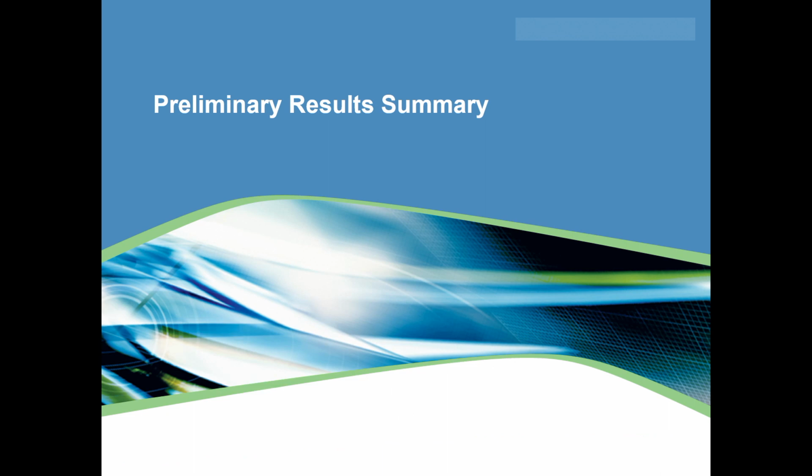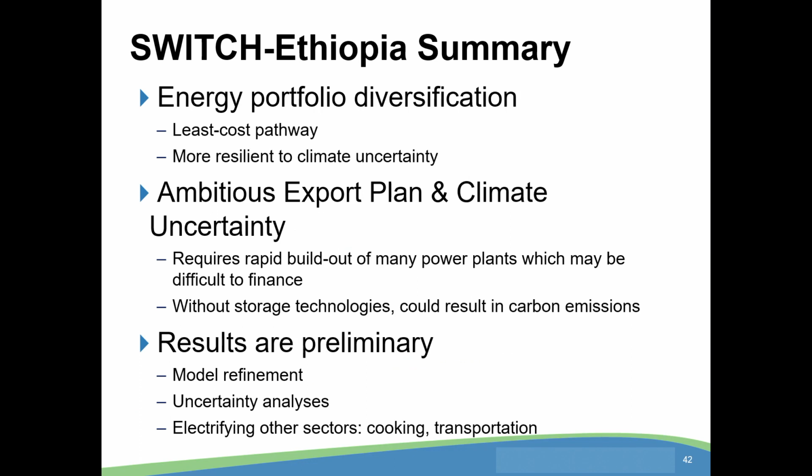While this concludes the results of our initial experiments, we are left with exciting and hopeful results that can help shape future grid planning and investments in Ethiopia. In summary, we observed that the least cost pathway depends on a diversification of Ethiopia's energy portfolio, drawing on multiple renewable energy sources with an emphasis on wind and solar. An increase in wind and solar also leads to a more resilient grid under climate uncertainty and the threat of increasing drought. We observed the challenges of meeting and maintaining ambitious export plans under that climate uncertainty.